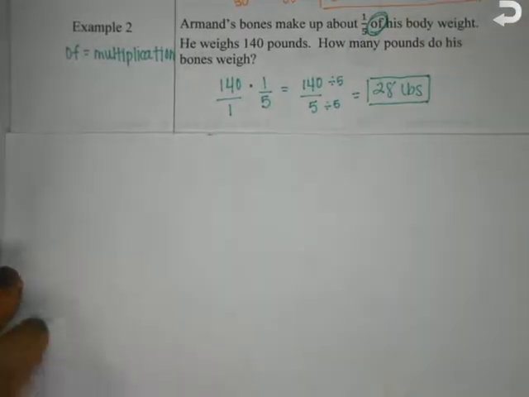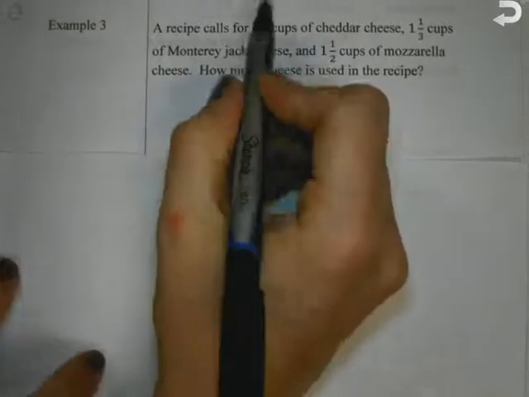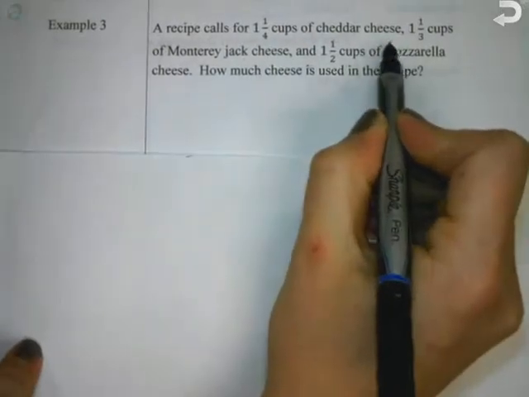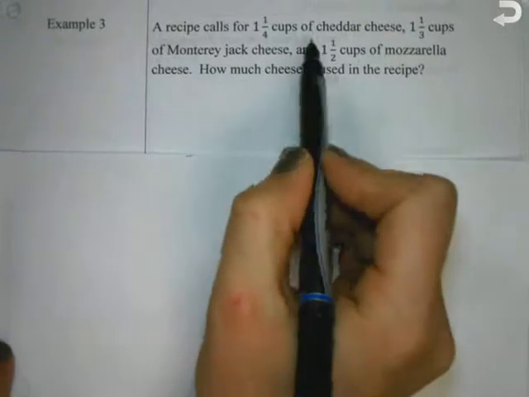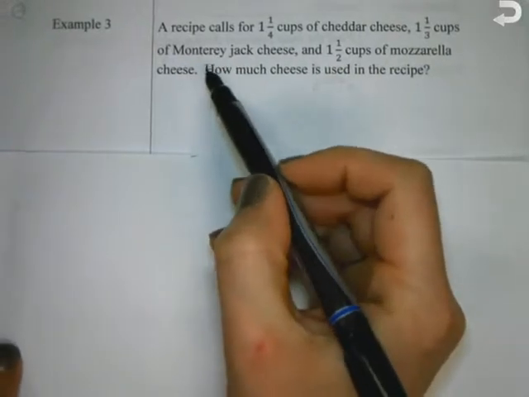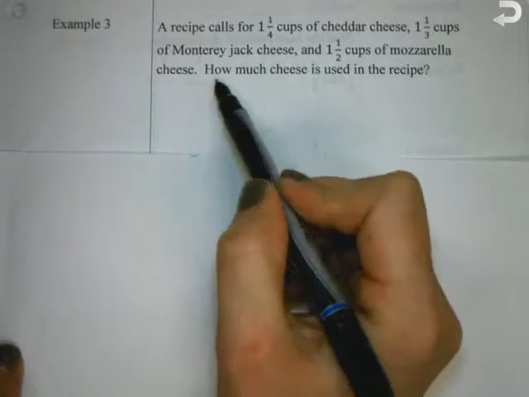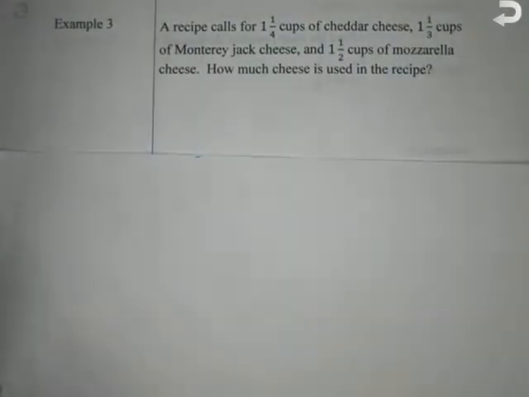So example 3, a recipe calls for 1 1/4 cups of cheddar cheese, 1 1/3 cups of Monterey Jack cheese, and 1 1/2 cups of mozzarella cheese. It sounds like they're making pizza. Or a quesadilla maybe. A big one. How much cheese is used in the recipe? Will you set this up for me, please?